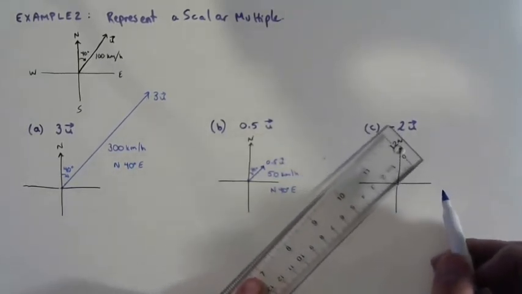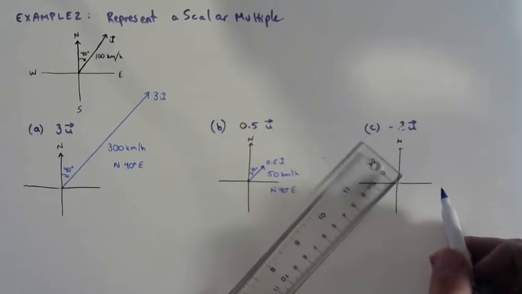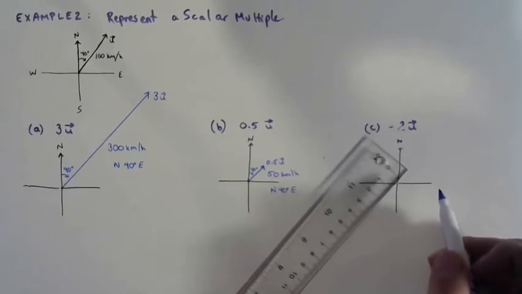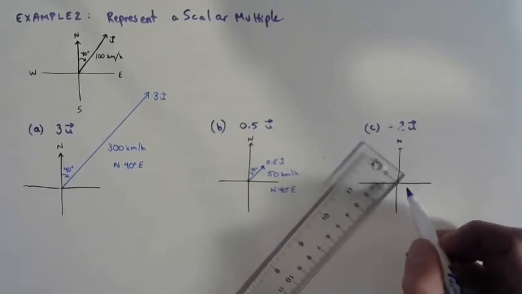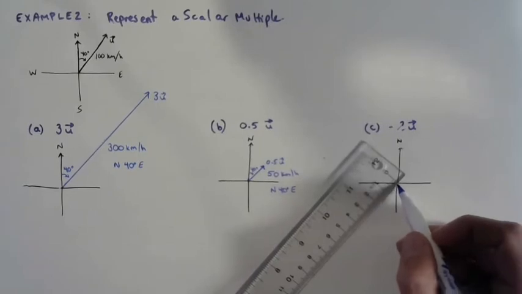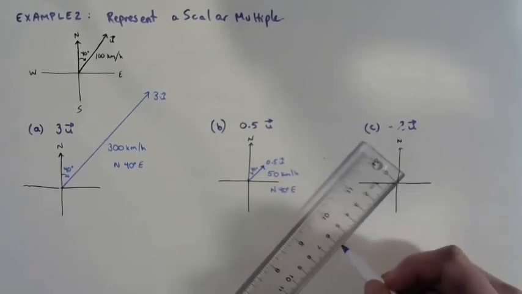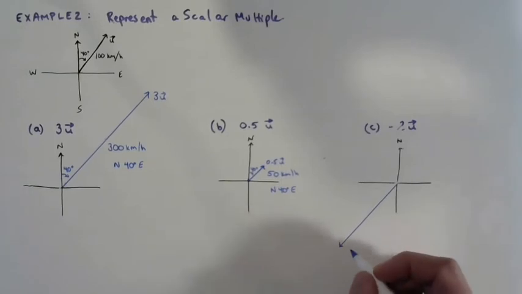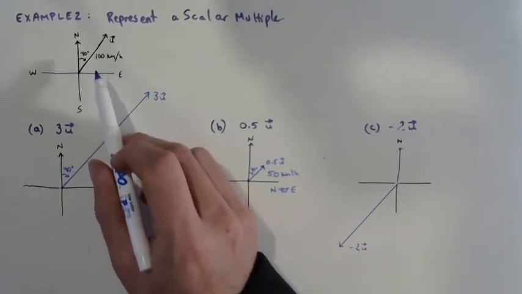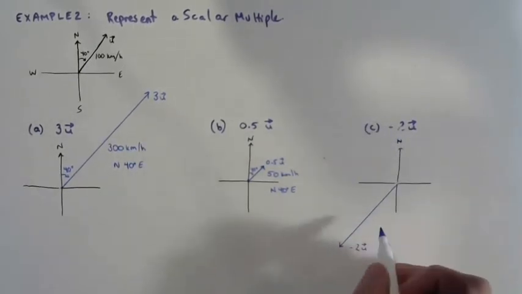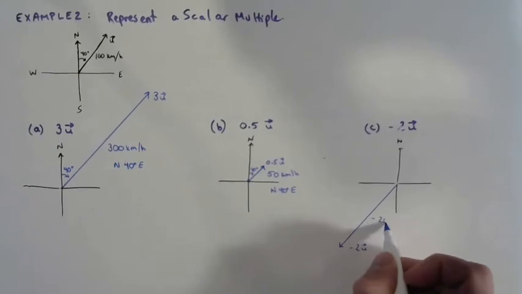So I'm going to head down here, and it was 3 centimeters, so we're looking at 6 centimeters, 2 times that. There's 6 centimeters. Okay, this is the vector -2u. And the velocity, if we were at 100, we've now got -200. So we're at -200 kilometers per hour.